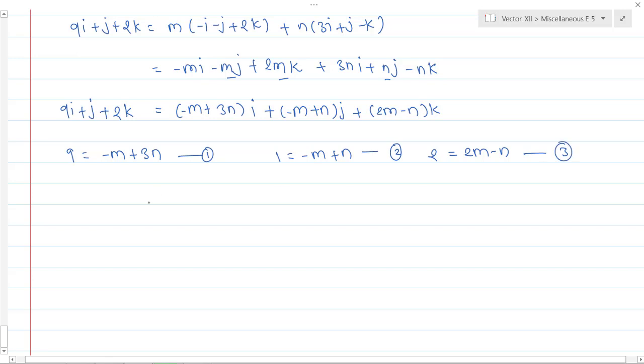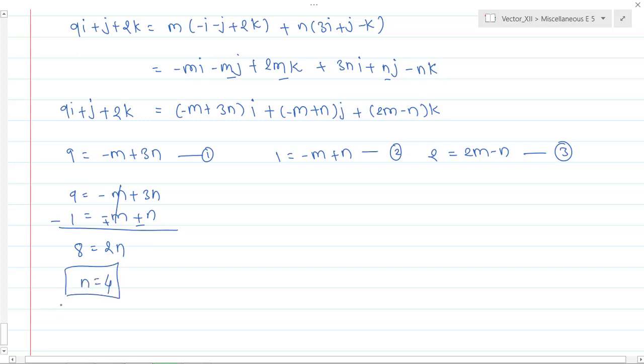Now let's solve these three equations. If I subtract the first and second, what will I get? 9 equals minus m plus 3n, and I subtract the equation 1 equals minus m plus n. So let's do the subtraction here. The minus m terms cancel. So 8 equals 2n, which implies n equals 4.